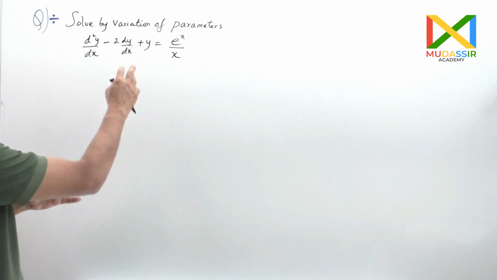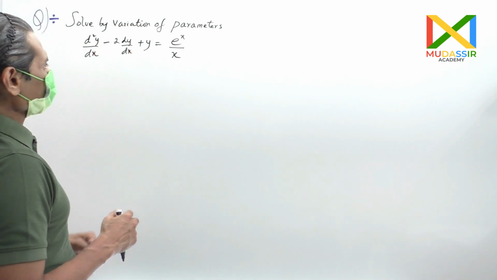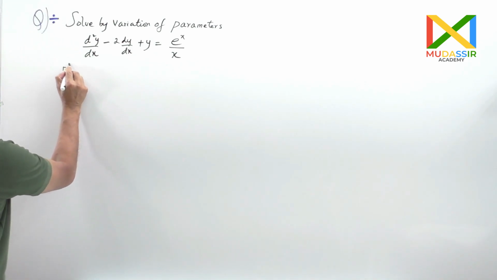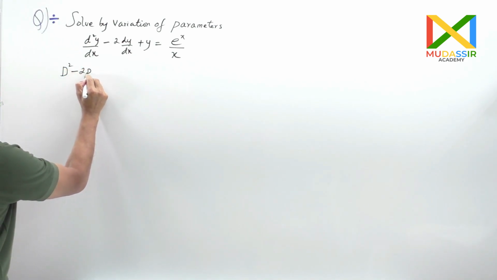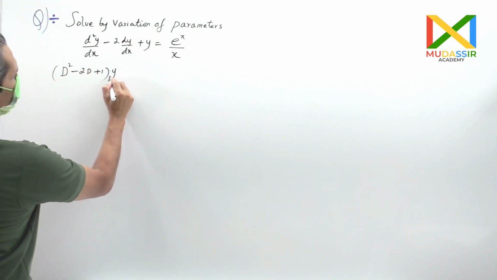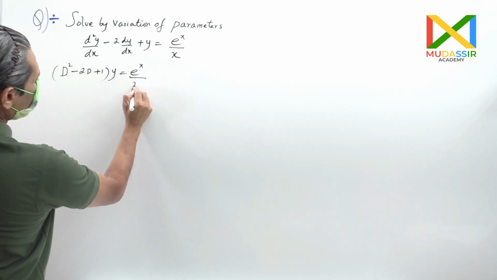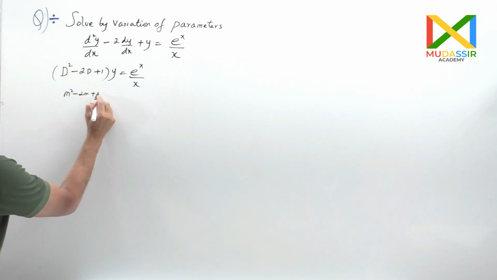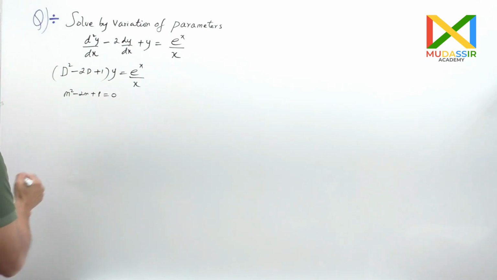The problem given is solved by the variation of parameters: d²y/dx² minus 2 dy/dx plus y is equal to e^x by x. So first, as usual, we write in D form: (D² minus 2D plus 1) y equals e^x by x. Now the CF: m² minus 2m plus 1 is equal to 0.